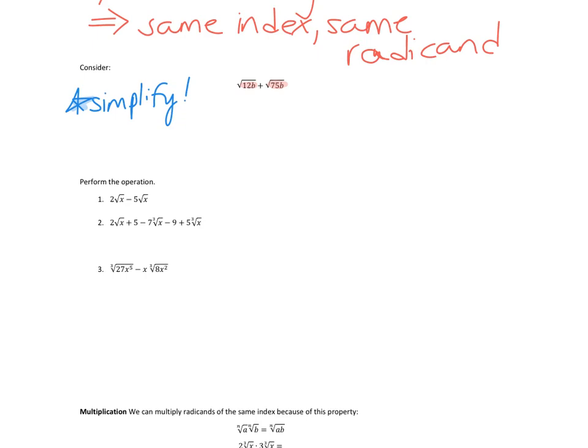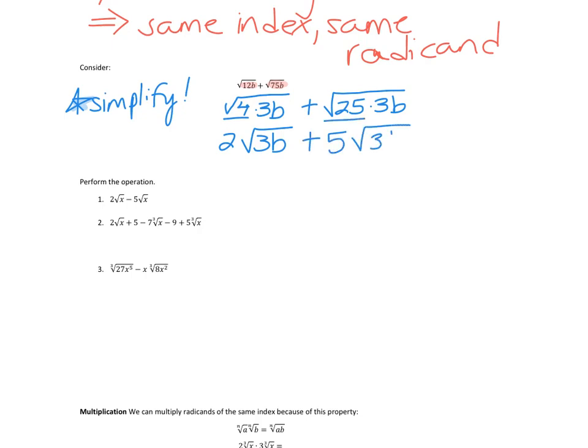So we're taking the square root, so we're looking for perfect squares. We can take this intermediate step and write 12 as a product with a perfect square, and we can rewrite 75 as a product with a perfect square. And now the square root of 4 is 2, leaving us with root 3b. The square root of 25 is 5, root 3b.